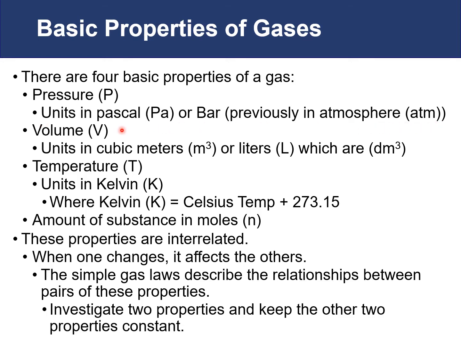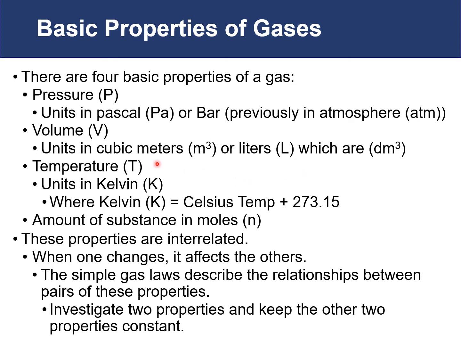Volume is another basic property that we will look at when we're looking at gases. Now, when we're looking at gases, a lot of times things are going to be measured in cubic meters. This is one of the base units of volume. There's also liters, which is much more convenient to work with. 1 liter is a cubic decimeter. And so when we're working with gases, we'll be switching back and forth between going from liters to cubic decimeters and from cubic decimeters to cubic meters.